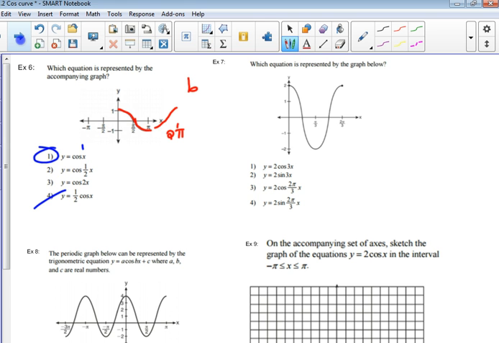Right? It's very tricky. Because when you look, you're like, oh, I just see half the curve. That's it. But you guys have to look between 0 and 2 pi for the b value. Very tricky. Yep.